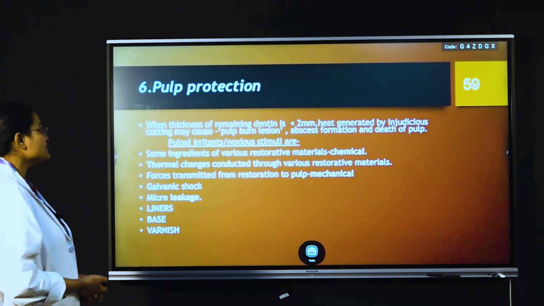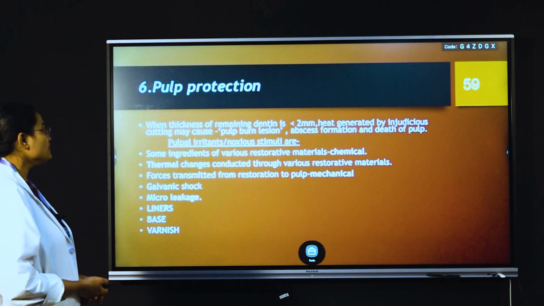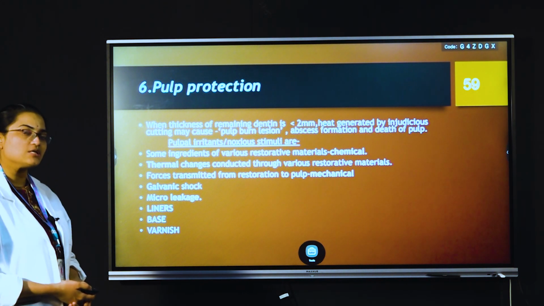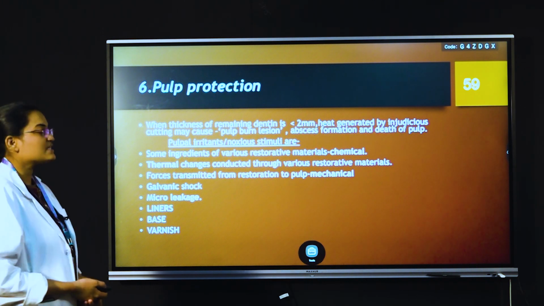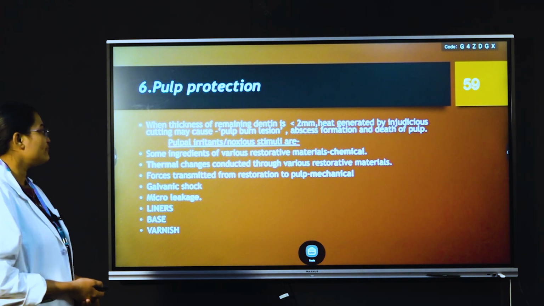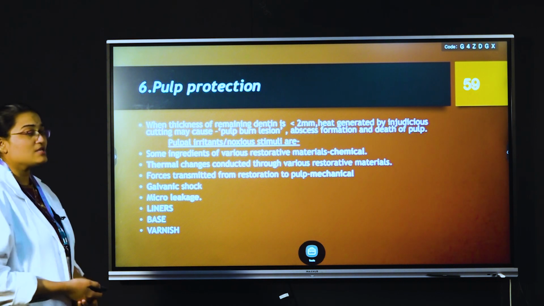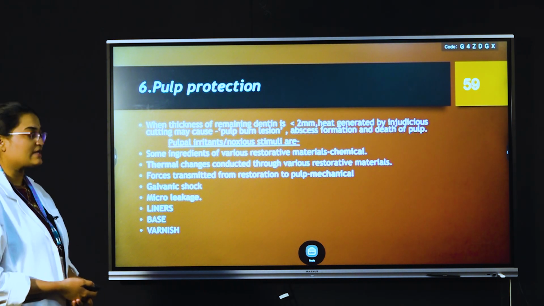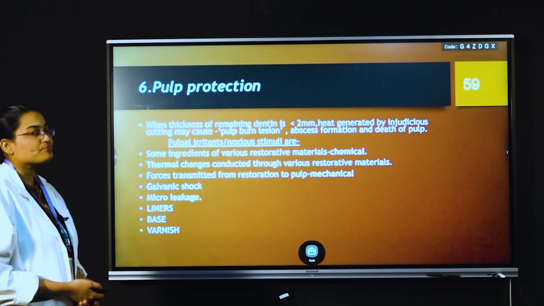The pulpal irritants and stimuli which cause all these are some ingredients in the restorative materials, like chemical irritants, for example phosphoric acid in the zinc phosphate cement, thermal changes conducted through the restorative materials, the forces which are applied, and also the galvanic shock due to different metals used in the oral cavity, microleakage, etc.